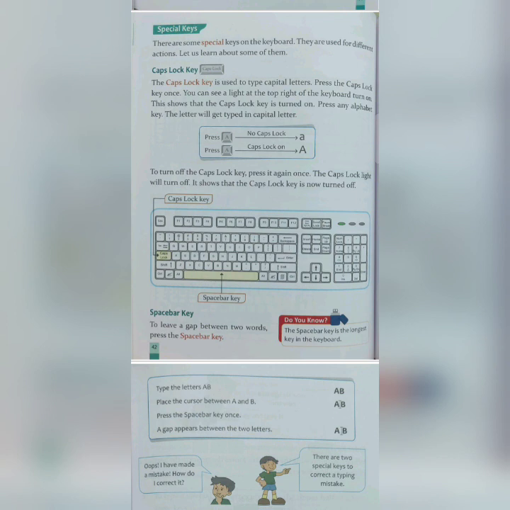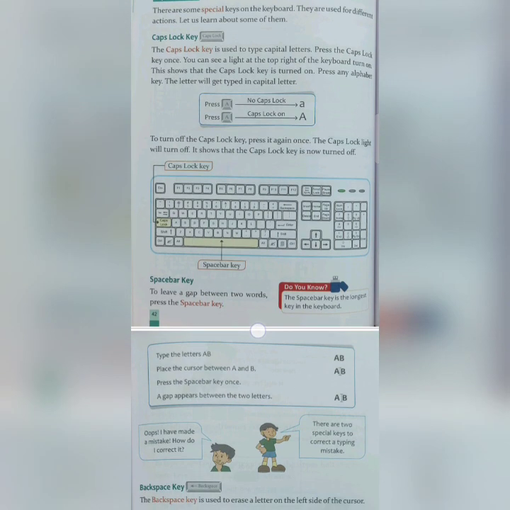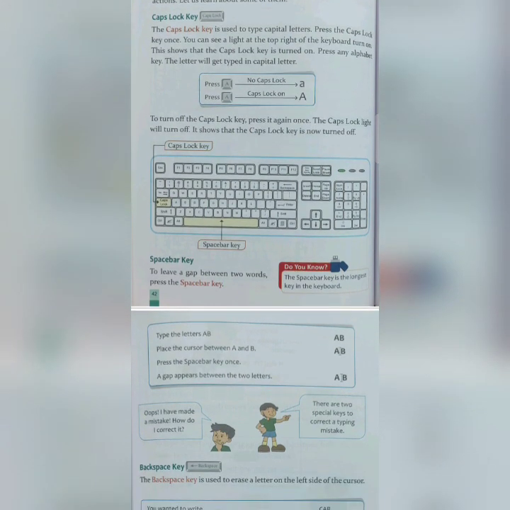So when you're typing at first, the letters were coming in small letter form. But if you press that caps lock key and it is turned on, now you can write anything in capital letters. To turn off the caps lock key, press it again once. The caps lock light will turn off. It shows that the caps lock key is now turned off. So when you are finished with capital letters, turn that caps lock key off.